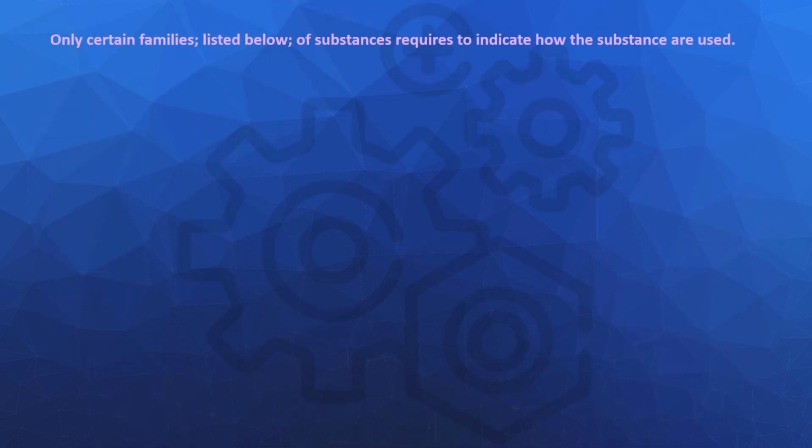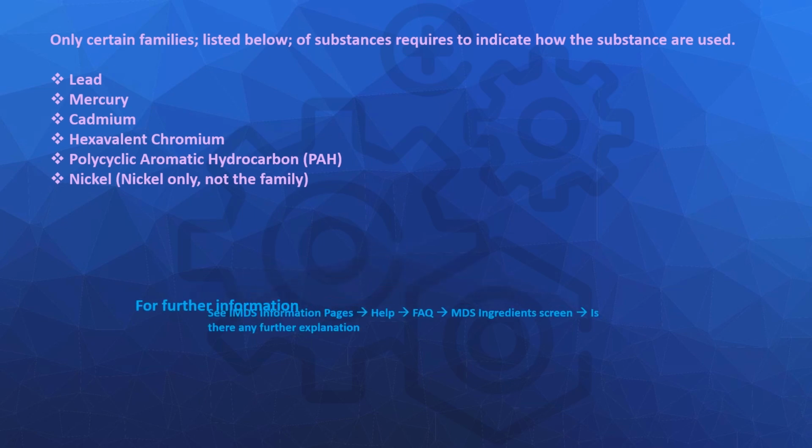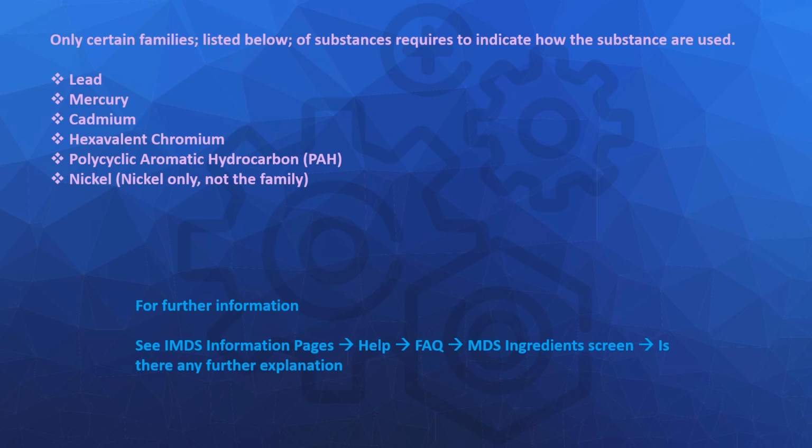Only certain families of substances, as follows, require you to indicate how the substance is used: lead, mercury, cadmium, hexavalent chromium, polycyclic aromatic hydrocarbon. Nickel only, not the family. For further information, see the IMDS information pages under Help, then FAQ, and then the MDS ingredients screen to check if any further explanation is available.